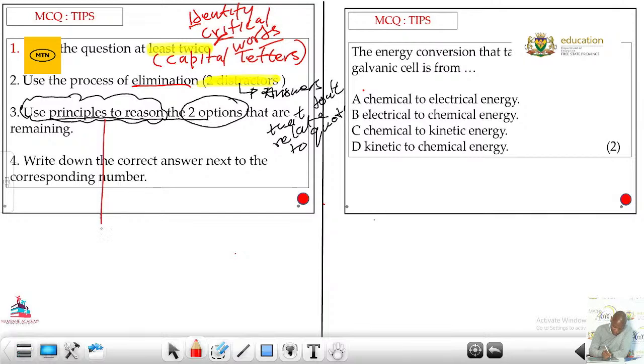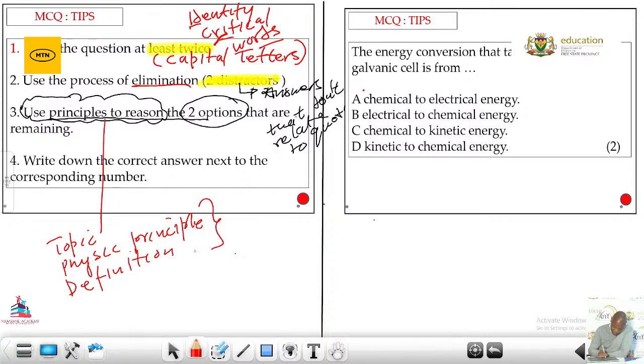A physics principle can relate to a specific topic, a definition, or even a statement that we normally use, or anything that can assist us to ensure that we get to the correct answer. Then the last part is to write the correct answer next to the corresponding number. And the correct answer, remember, must be a letter. You do not have to rewrite the sentence or the words that are given.